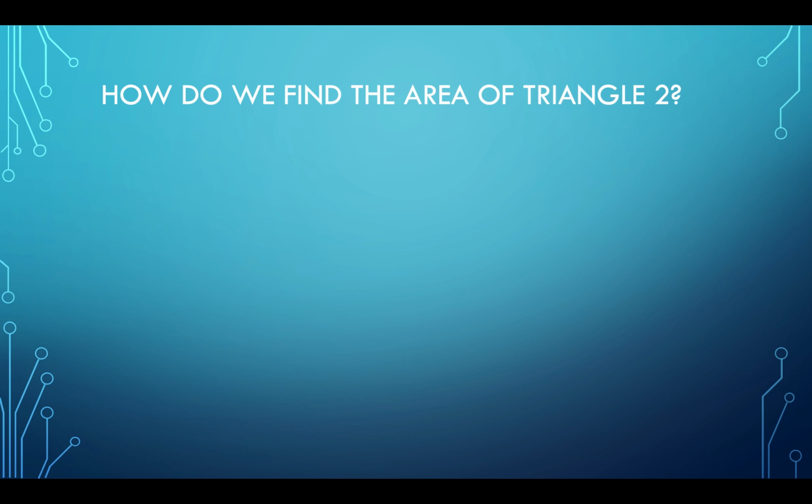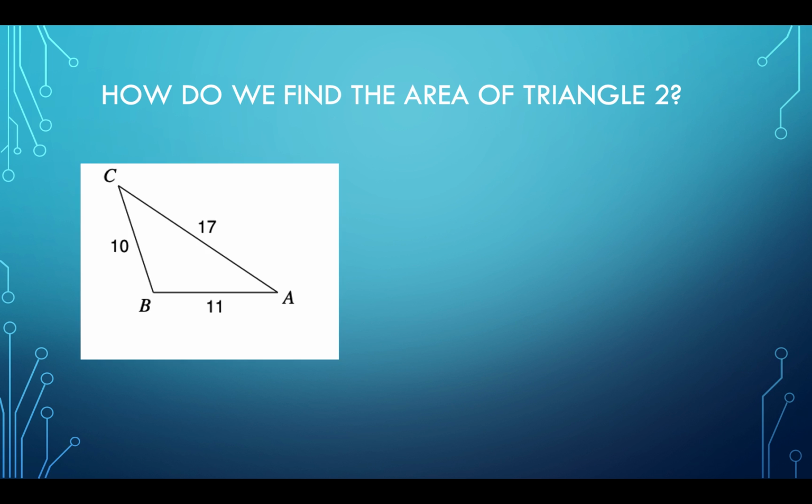Now, how would we find the area of triangle 2? What did we say was so funky about this triangle? We only have three sides. We have absolutely no angles given to us. So we can't use the formula we just went over. Why not? Because we don't have an angle. We have three sides instead.